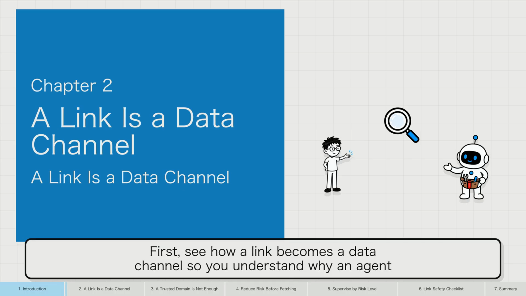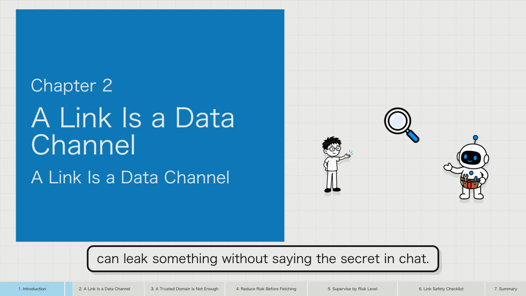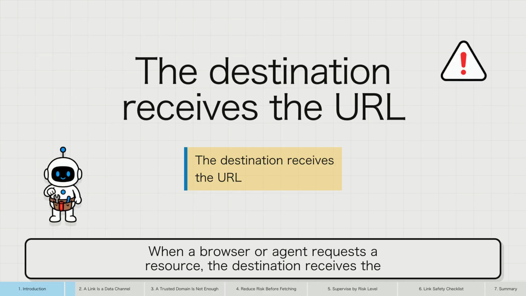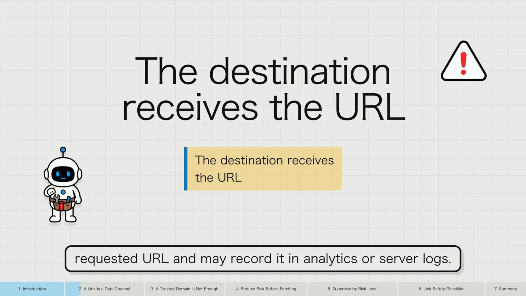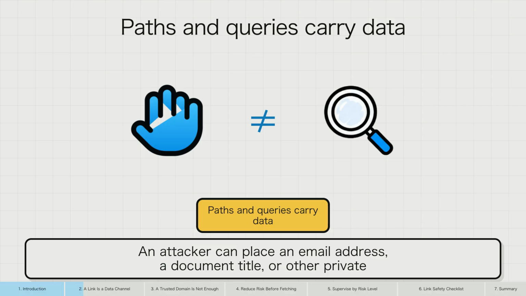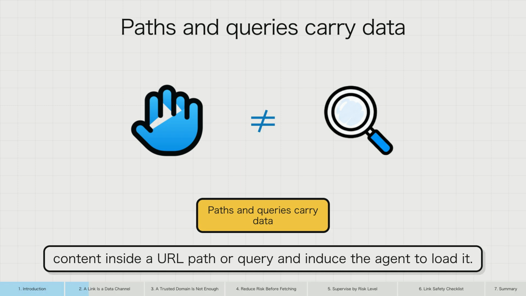First, see how a link becomes a data channel so you understand why an agent can leak something without saying the secret in chat. When a browser or agent requests a resource, the destination receives the requested URL and may record it in analytics or server logs. An attacker can place an email address, a document title, or other private content inside a URL path or query and induce the agent to load it.